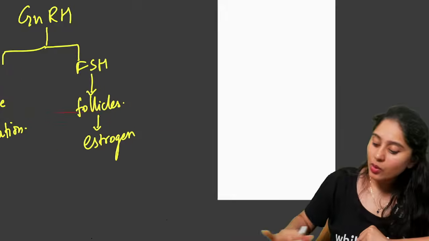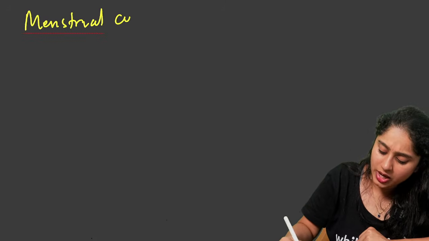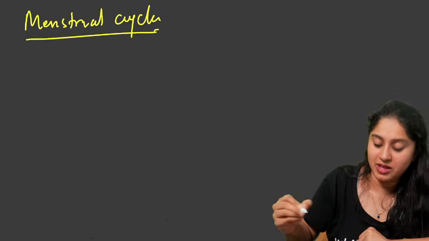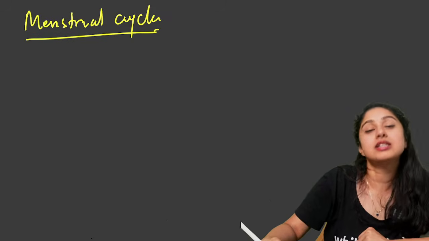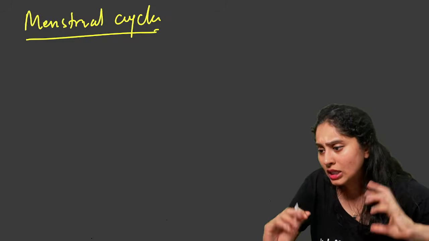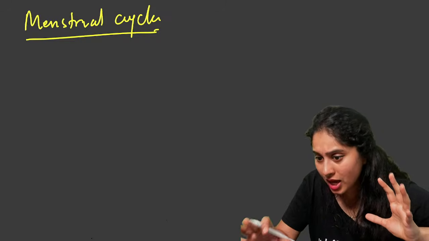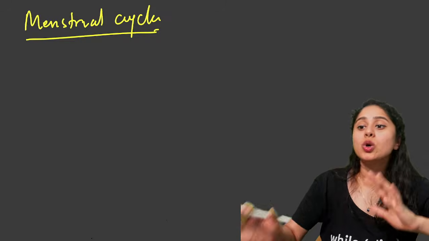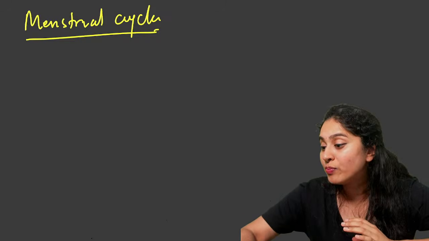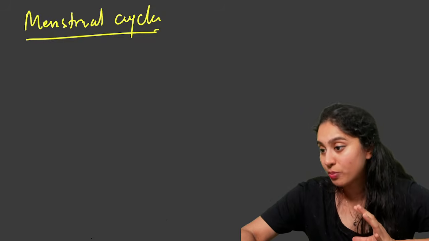Now, if you look at the entire process, firstly, the menstrual cycle, like I said, is the periodic changes that happen in a female's body, and this happens at intervals of about 28 to 30 days. Is that clear, everybody? So this particular menstrual cycle starts around the age of puberty.